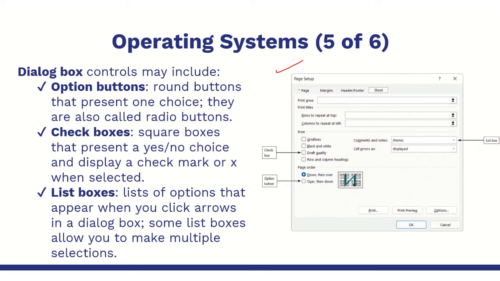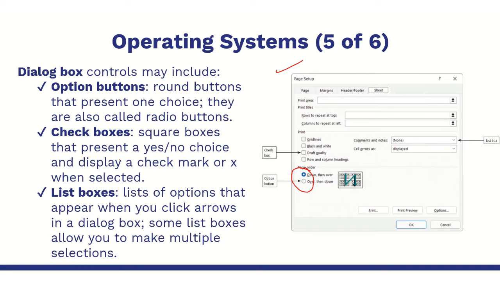You can see here you have different option buttons. The round buttons that present one choice are also called radio buttons. These are the option buttons. These are the radio buttons. The implication of a radio button is that you can only click one of them. You cannot click both of them.